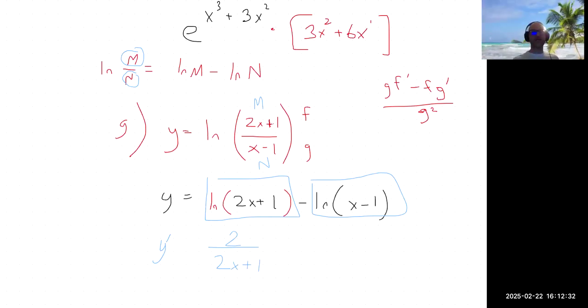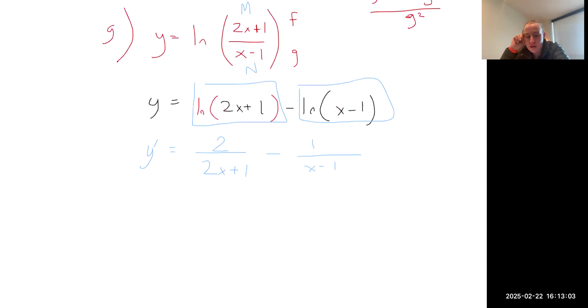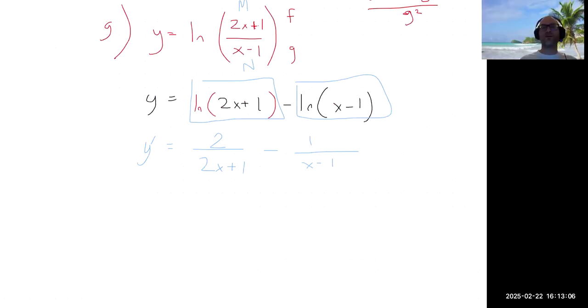And then it's going to be a minus, and then we have the derivative of x minus 1, which is 1, divided by x minus 1. So now I want to get common denominators, so that I can bring the stuff up onto the top and change the sign. Common denominators are good. I would say let's go ahead and try that approach.